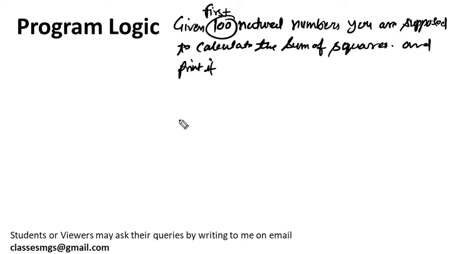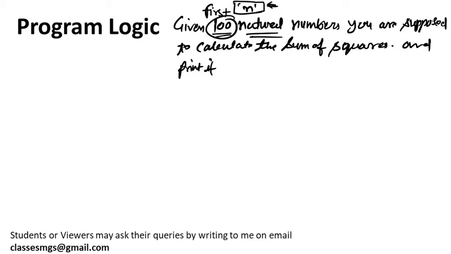First I will convert this problem to: given the first n natural numbers, so that n the user will input, and if you enter 100, it will automatically calculate for 100. Another way is to make a static program with 100, then it will always calculate for 100. But we are going to take n as input from the user, and you may extend this problem for any natural number. Up to any natural number, it will print the sum of the squares.